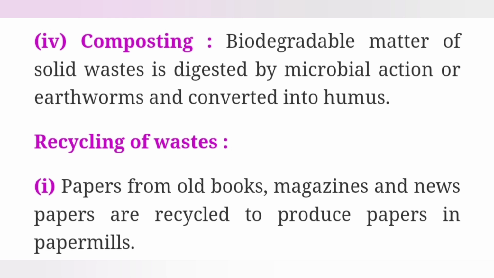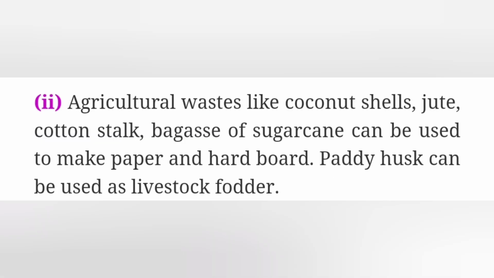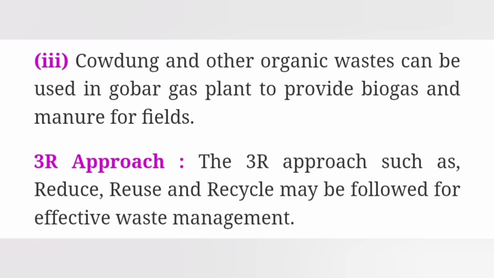Then recycling waste. First point, paper from old books, magazines and newspapers is recycled to produce paper in paper mills. Second point, agricultural waste like coconut shells, jute, cotton stalk, bagasse and sugarcane can be used to make paper and hardboard. Paddy husk can be used as livestock fodder. Third point, cow dung and other organic waste can be used in a gobar gas plant to provide biogas and manure for fields.